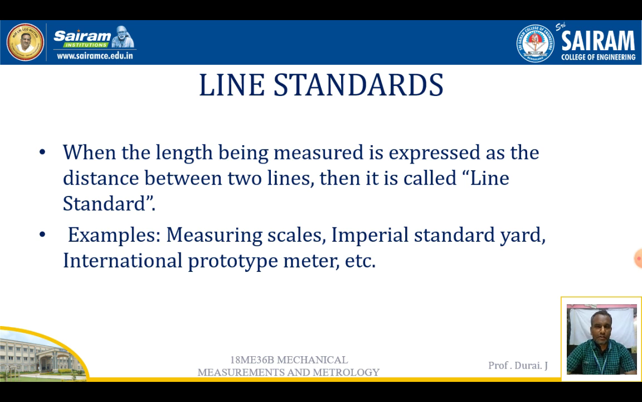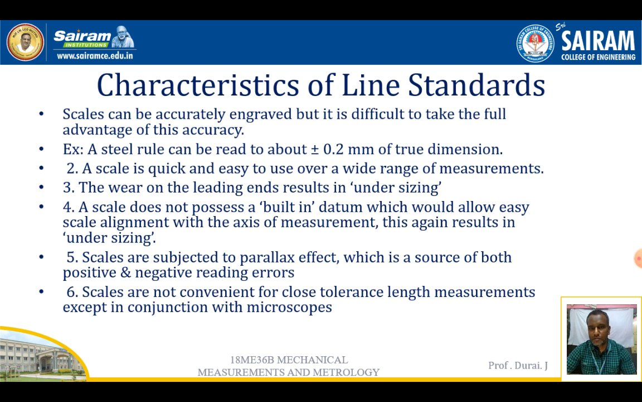For example, line standards include the normal steel rule, the imperial standard yard, and the international prototype meter. These are all examples of the line standard. Even in scales, whichever measurement you take is called a line standard. Then comes the characteristics of line standard.